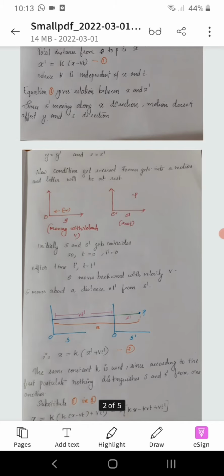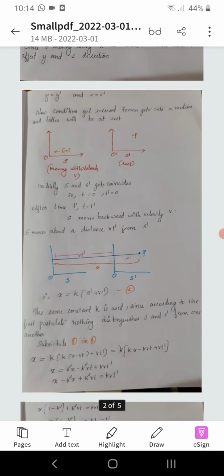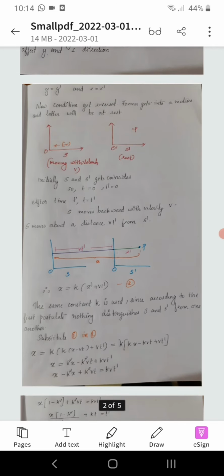At the initial condition, S and S dash coincide. So t is equal to 0 and t prime is also equal to 0. After a time t prime, the first frame of reference S moves backward with velocity v. That's why I denote it as minus v on the figure of the first frame of reference. After a time t prime, S moves a distance vt prime from S prime. That's what is denoted in the second figure.